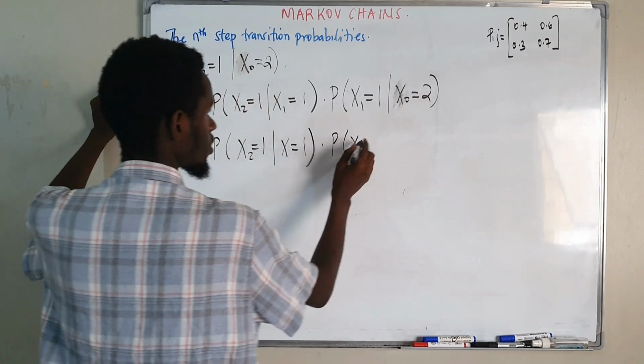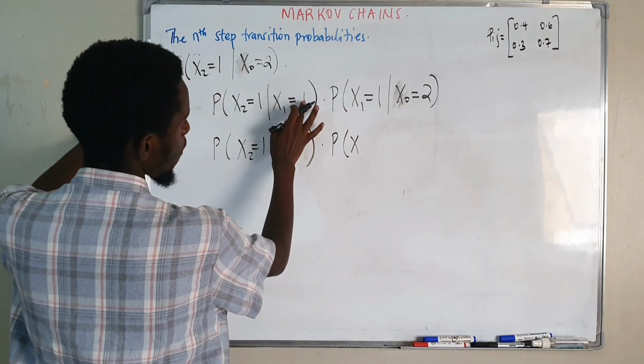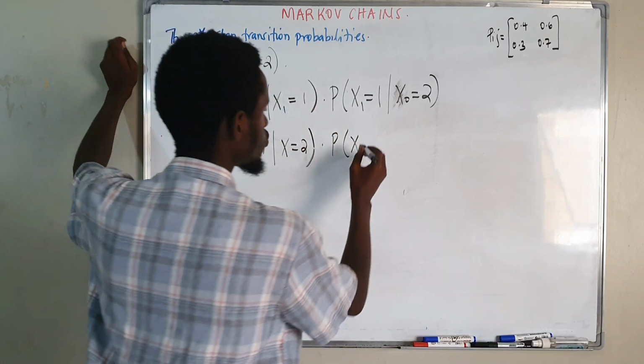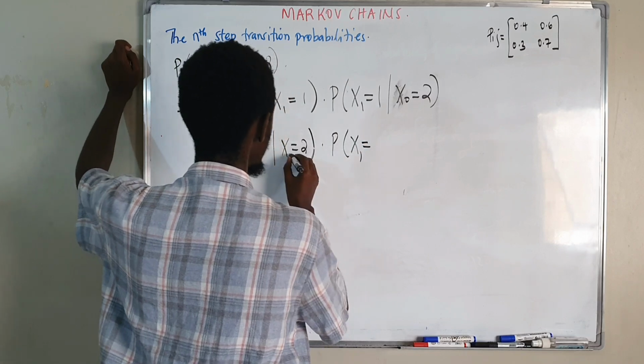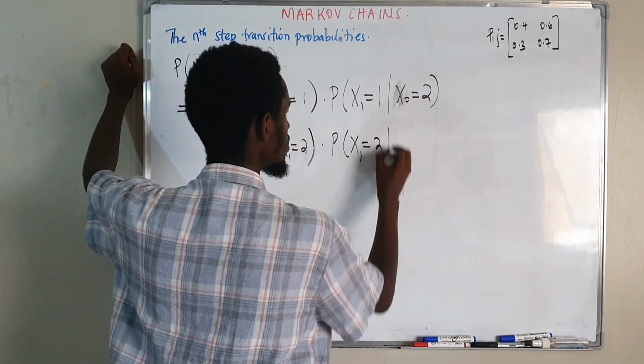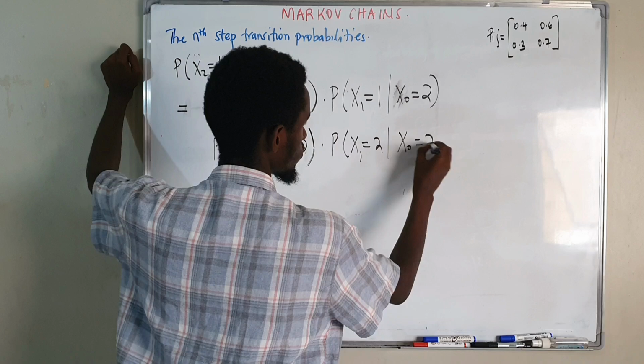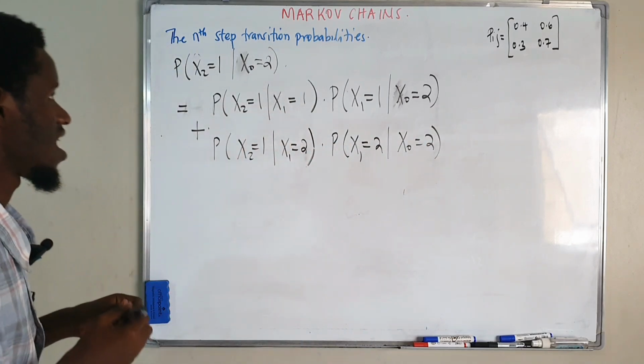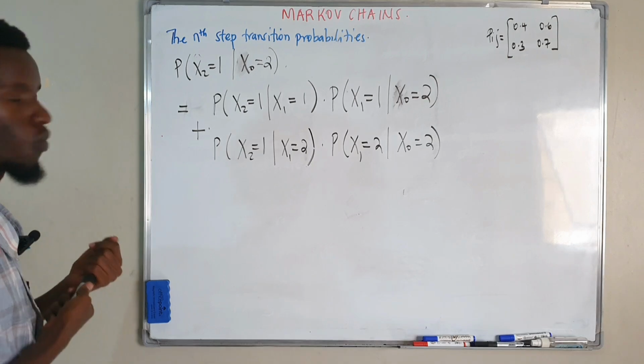Times now the probability of X1, where X1 is 1. So the X1 is either 1 or 2; X1 can be raining or not raining. And then here it is X1 equaling to 2, given X0 equaling to 2. Then I have to add both of these. Am I making sense of what I'm doing here?